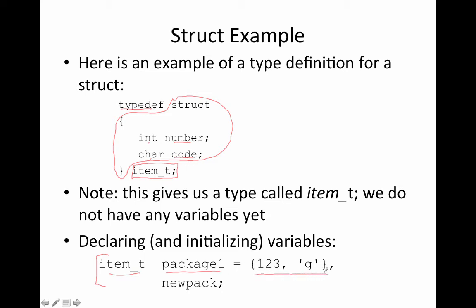We can initialize in the declaration by using curly braces. So the 123 will be the value of the number member, and the G will be the value of the code member. So here what I'm doing is declaring two structure variables of the type item_t, package1 and newpack. I'm initializing package1, I am not initializing newpack. So again, the typedef can give us a type, which allows us to then use that type to declare variables.